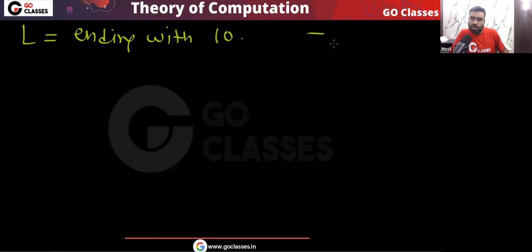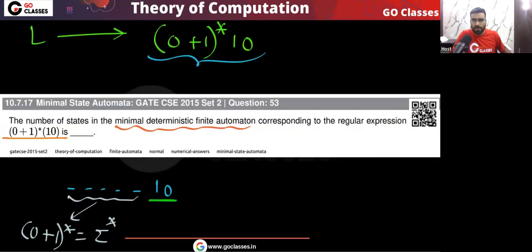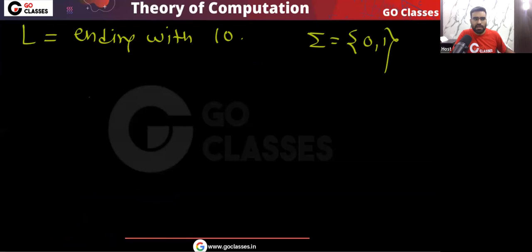Ending with 1 0. Alphabet is 0, 1. This is the alphabet. Okay, so let's solve it. Ending with 1 0. So very easily you can create the minimal DFA. Let me create the minimal DFA directly. We have created minimal DFA from the languages directly.